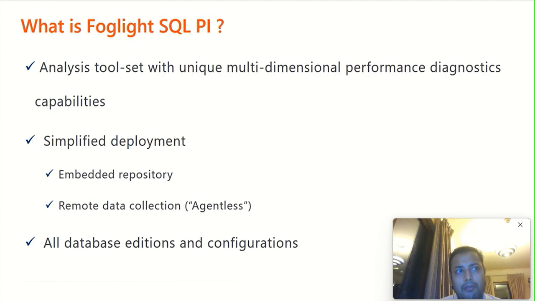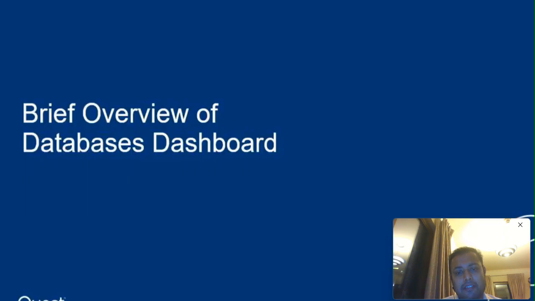Now, before we get into solving the problems, you should be aware that Foglight for SQL Server and Oracle comes with SQL Performance Investigator, which we refer to as SQL PI. The PI tool provides quite unique multidimensional diagnostic capabilities. It has a lot of advanced analytics around change tracking, comparing, and explain plan features. The agent configuration is quite simple to enable as well. The agent can collect the data remotely and uses an embedded repository, PostgreSQL, to store the SQL performance data. PI supports all Oracle and SQL Server versions and configurations.